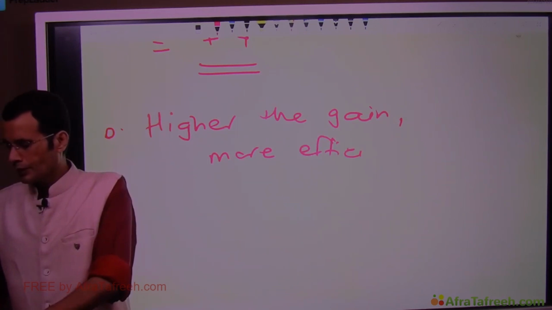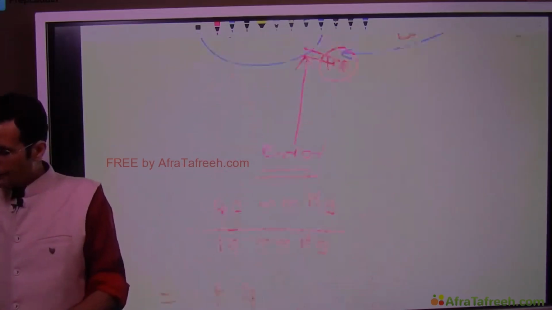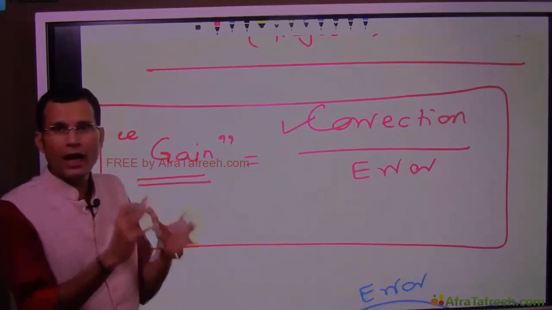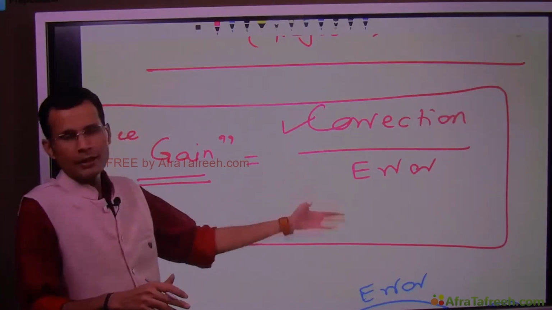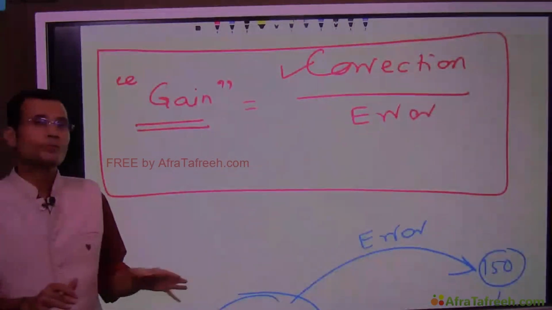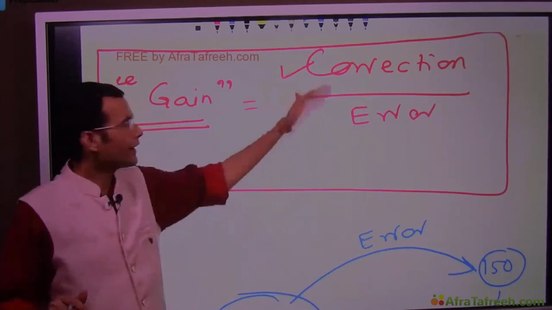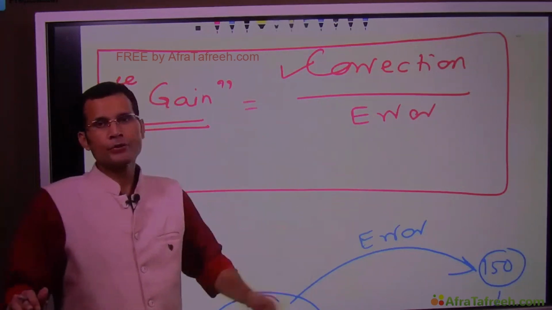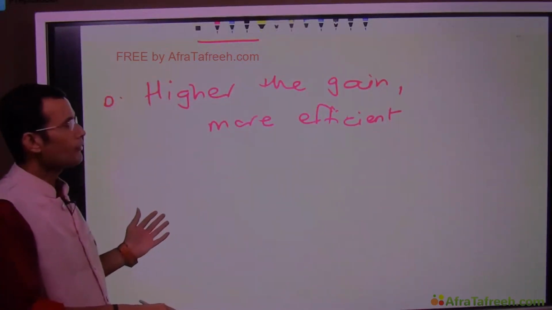Obviously, that's quite easy to understand, because higher gain means that the correction applied would be large and residual error will be very small, doesn't it? Denominator will be small, numerator will be very high. So that means that the system is very efficient. It is almost completely correcting the disturbance and leaving very small error. So that will be a very efficient system. Yeah, so higher the gain, more efficient will be the system.